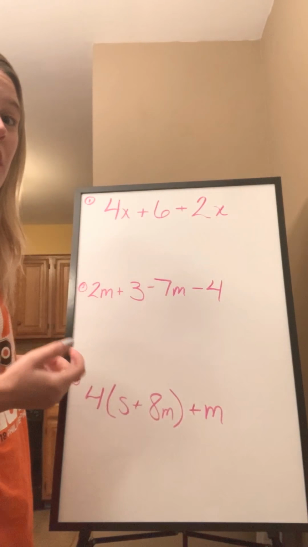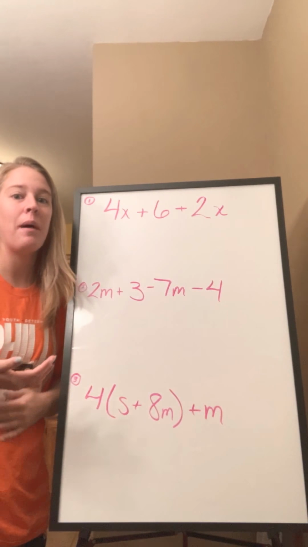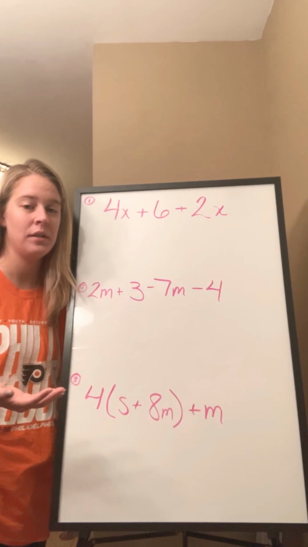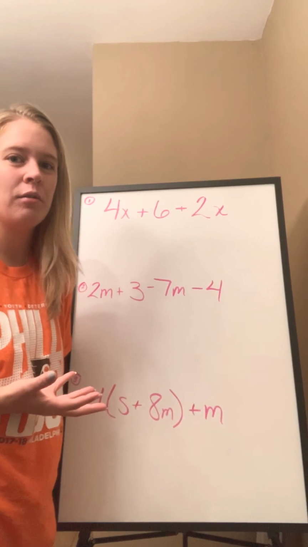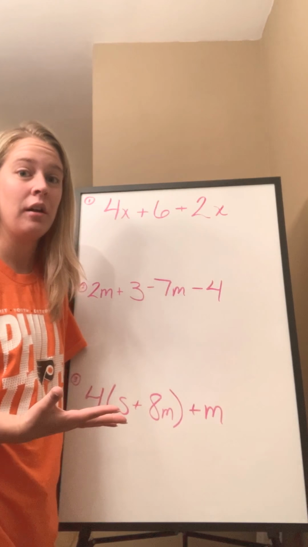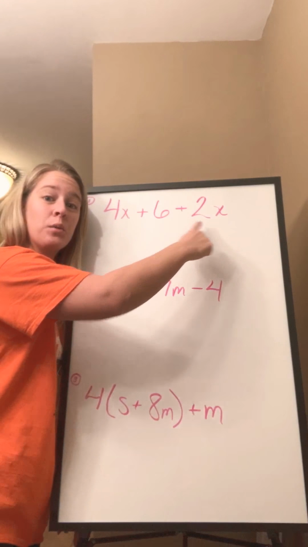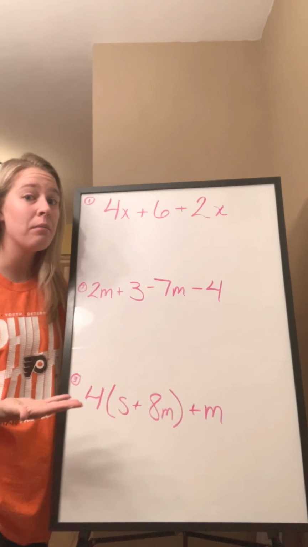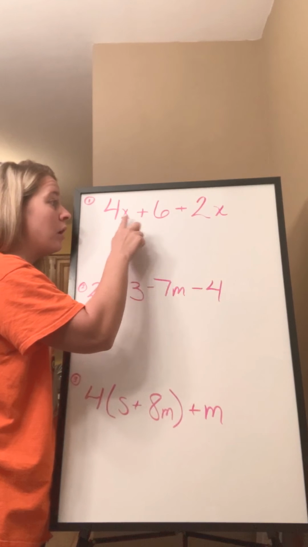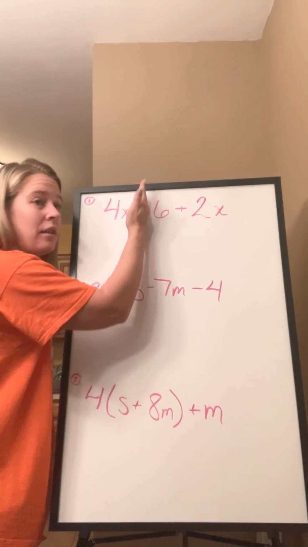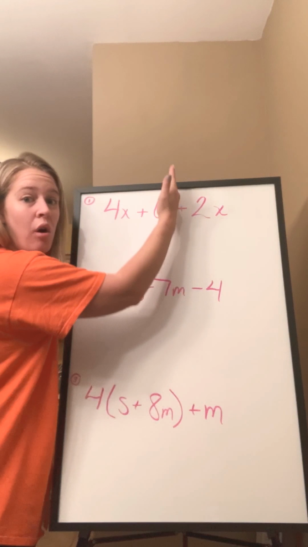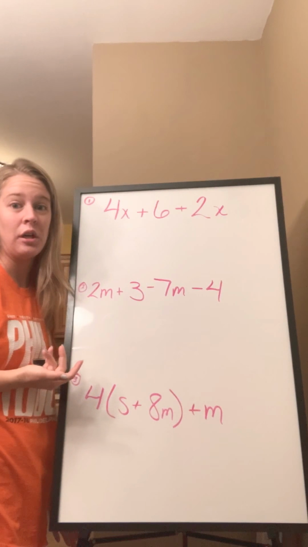All right, so we are simplifying expressions by combining like terms, right? So you have to remember that like terms have the same variable part. So for example here, 4x and 2x would be like terms. Now you have to remember too, terms are separated by addition or subtraction. So this problem right here would have 1, 2, 3 terms. Where these plus signs are, those are the walls that we build between our terms.